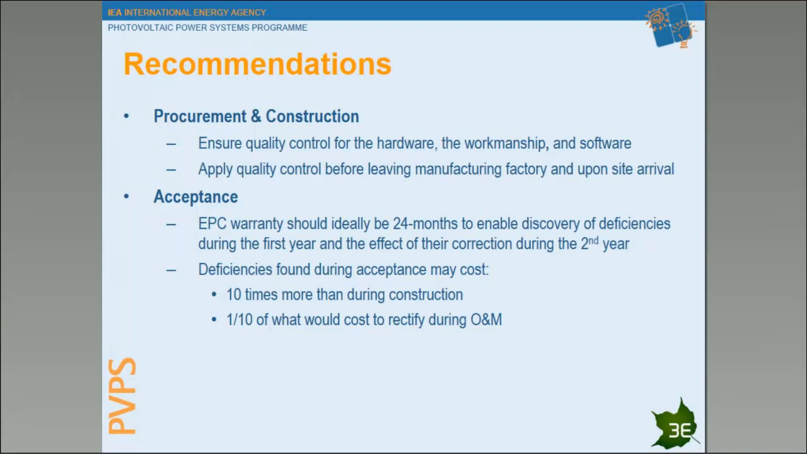We also recommend that EPC warranties should ideally cover at least 2 years, to enable the discovery of some deficiencies during the first year and the effect of the correction measures during the second year, and sometimes even a 3-year period is recommended for a smooth transition into the operational phase. Here we come again to the 10 times rule, because deficiencies found during acceptance may cost 10 times more than during construction because it's a later stage and we need to correct some errors. But at the same time, this will cost 1/10 of what it would cost during the operational phase. That's why it's very important to apply mitigation measures as early as possible.